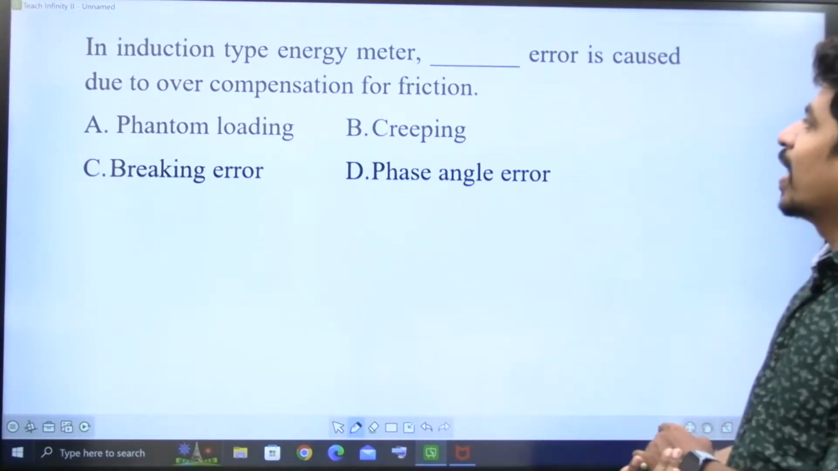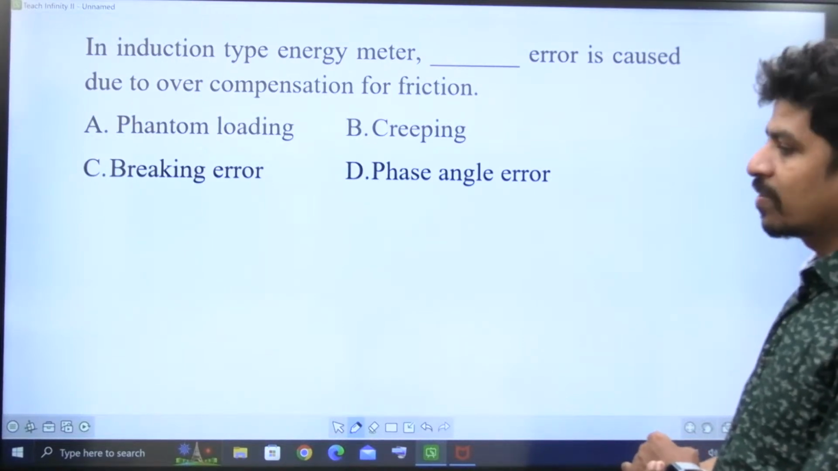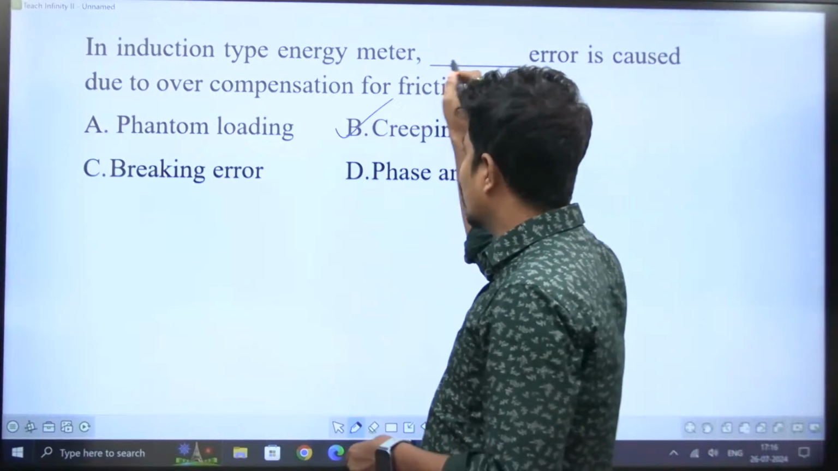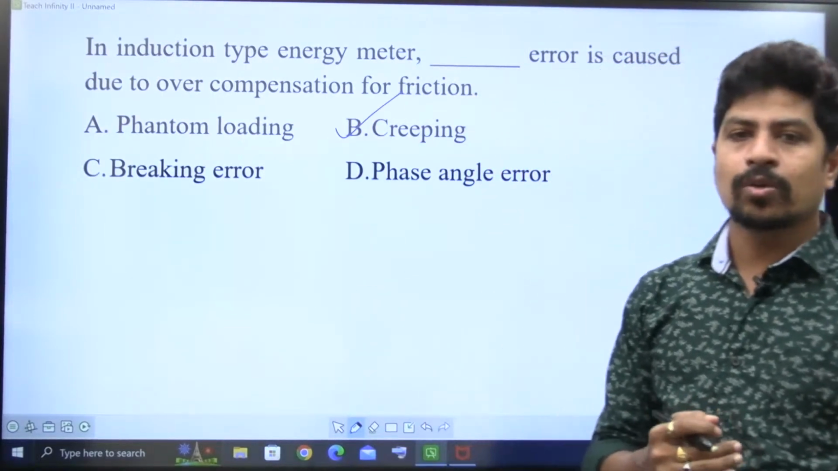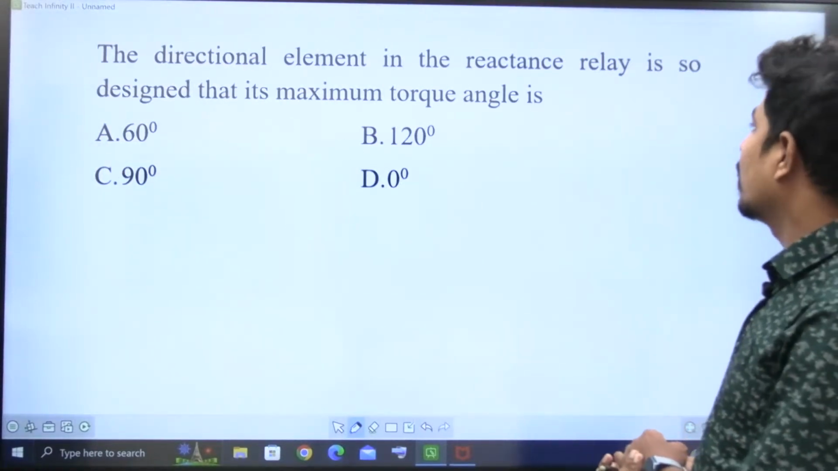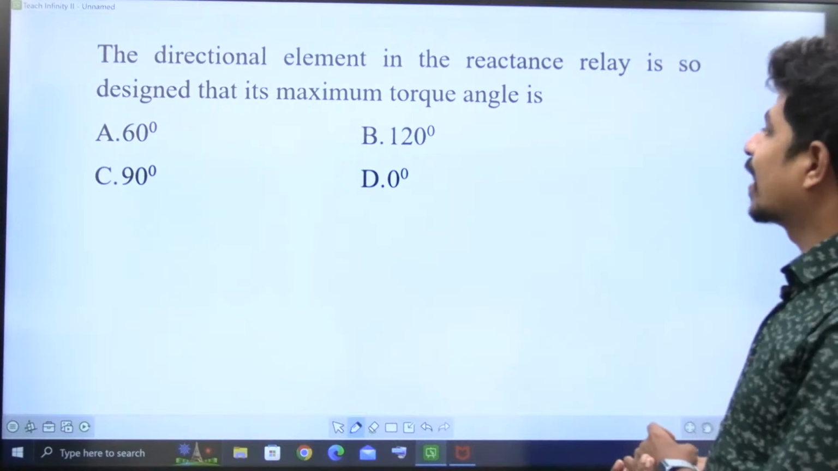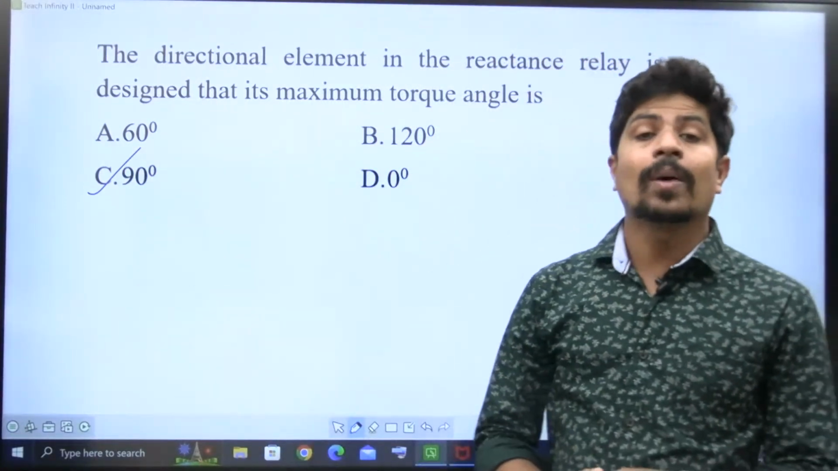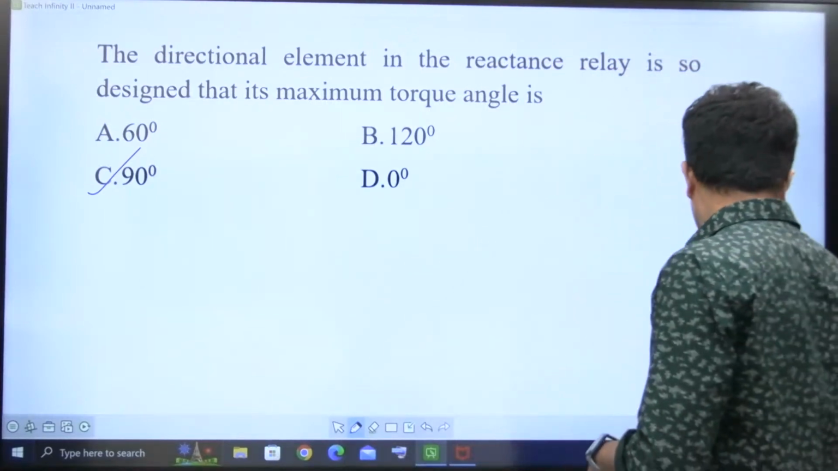Next, induction type energy meter, dash error is caused due to overcompensation for friction: creeping error. Yes, one of the very, very important questions. Energy meter is also very, very important, right? Creeping error is the one which happens in the energy meter. Next question, please. The direction element in the reactance relay is so designed that its maximum torque angle is 90 degrees. Yes, if you want to obtain maximum torque, then the torque angle should be 90, right?